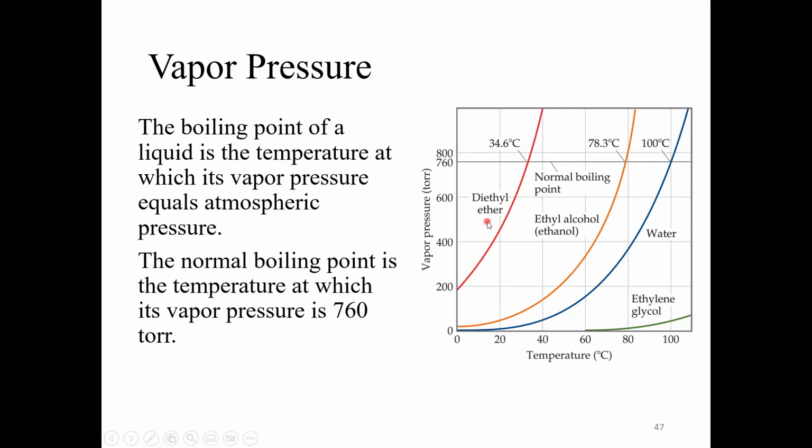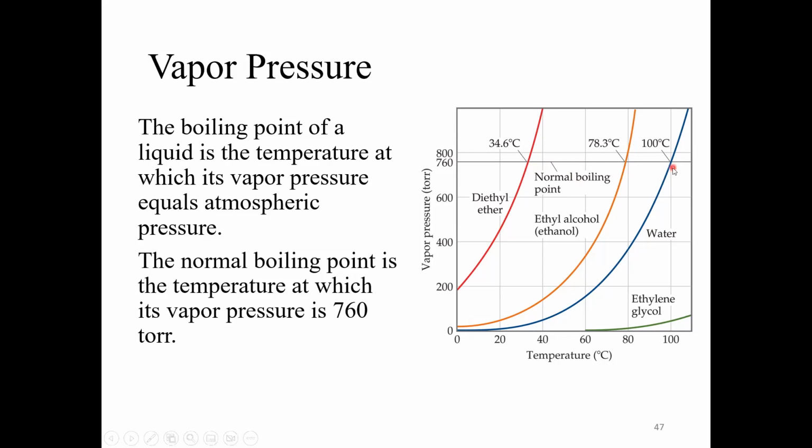the point at which the vapor pressure equals atmospheric pressure, that's going to be the boiling point. So with atmospheric pressure, 1 atmosphere is equal to 760 torr. So that's why we've got this line going across at 760, because that just represents 1 atmosphere. So if we look at water, it's going to have a normal boiling point of 100 degrees Celsius. Ethanol, a little bit lower at about 80. Diethyl ether at about 35.